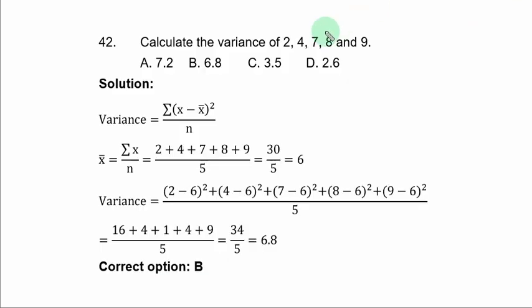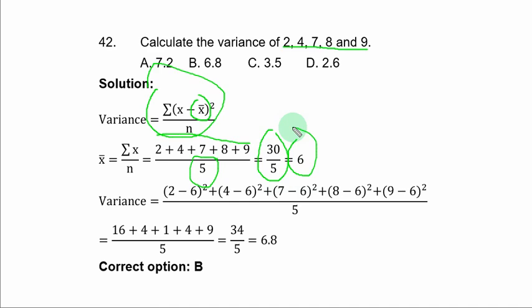Question 42. Calculate the variance of 2, 4, 7, 8 and 9. The data are ungrouped without frequency. So you can find the variance using this formula. In this formula, you need to get x bar first. x bar is the mean, the summation of all the data points divided by how many times they occur. That is 2 plus 4 plus 7 plus 8 plus 9 divided by 5. If you add together, you have 30 over 5, and that is 6.